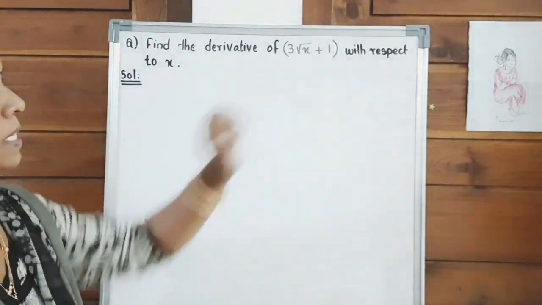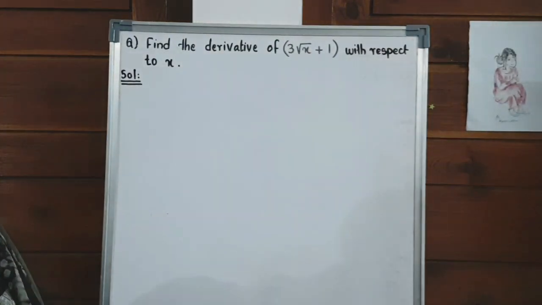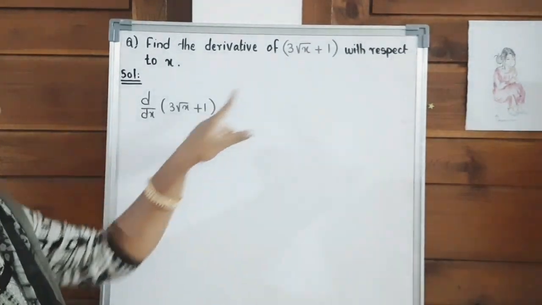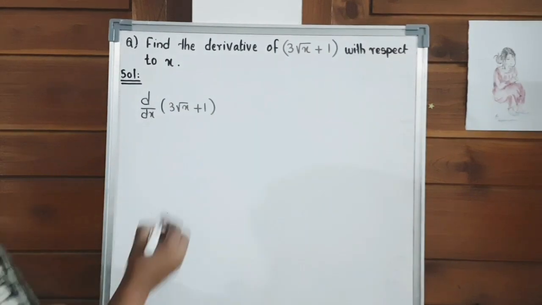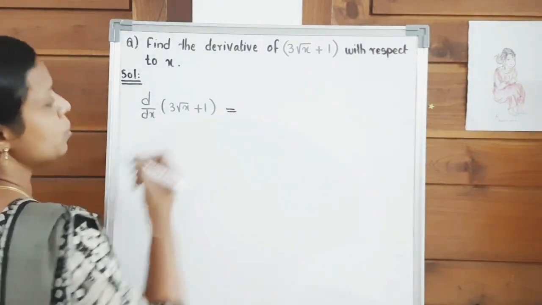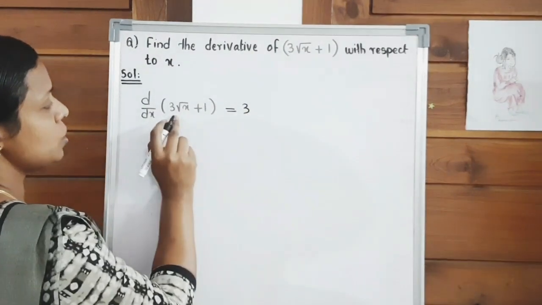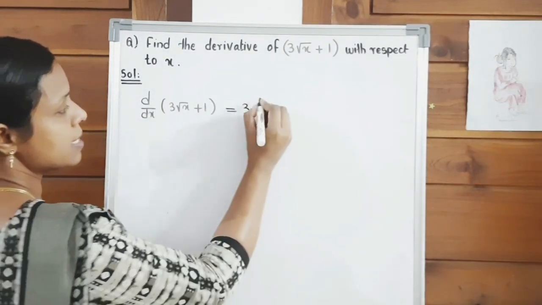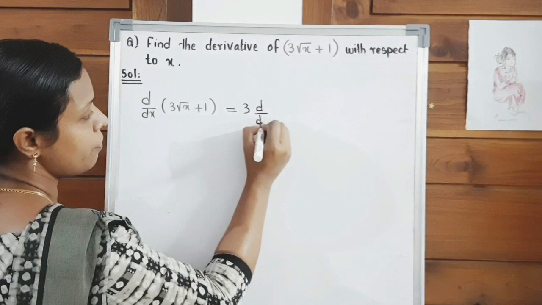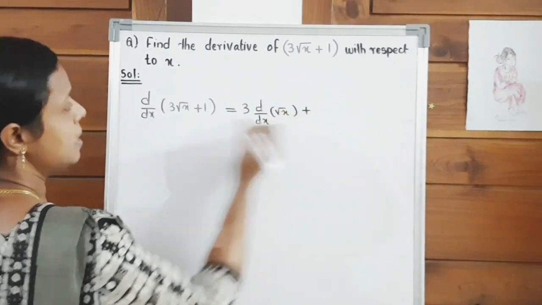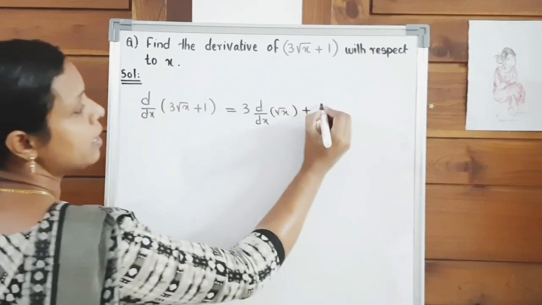Next problem. Find the derivative of 3 root x plus 1 with respect to x. That is, we need to find d by dx of this function, 3 root x plus 1. So we write this is equal to, using linearity property, 3 into d by dx of root x, then plus d by dx of 1.